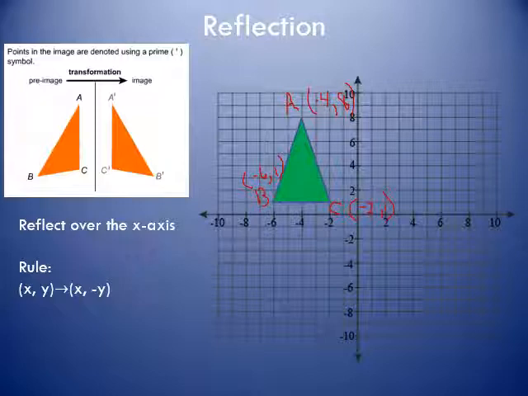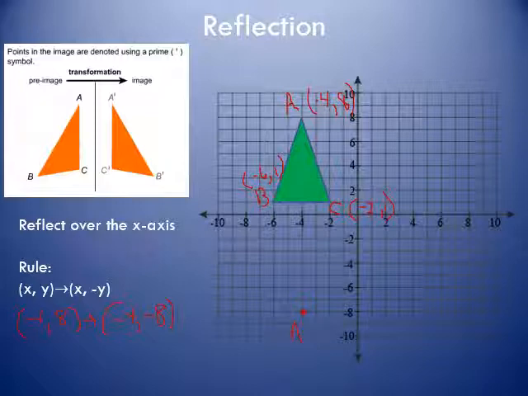So I'm going to show you with A. Our initial one was -4, 8. So our x value stays the same as the initial x value. And then our y value changes signs. So what was 8 turns into -8. So our A prime would be at -4, -8, which would be right there. And let me go ahead and label that.